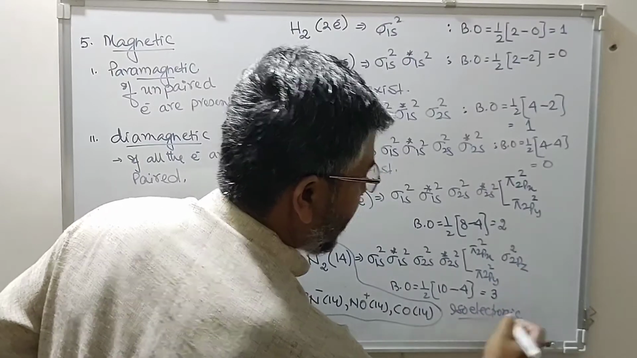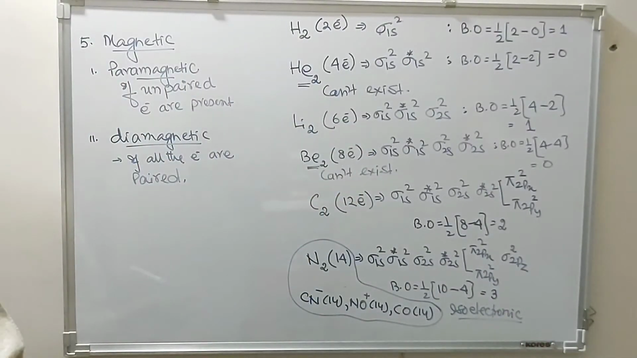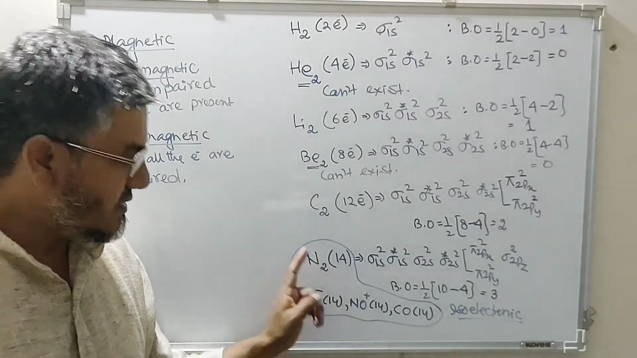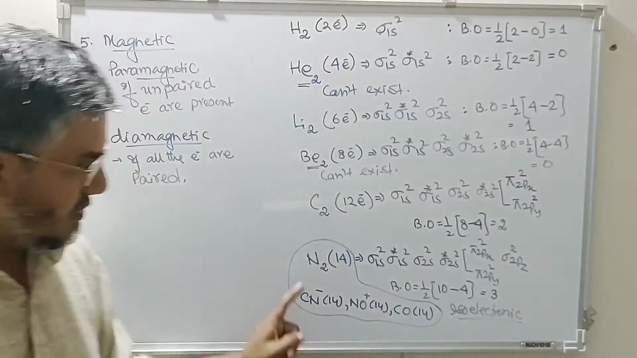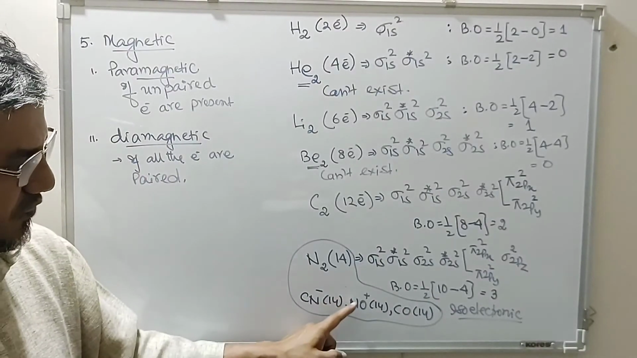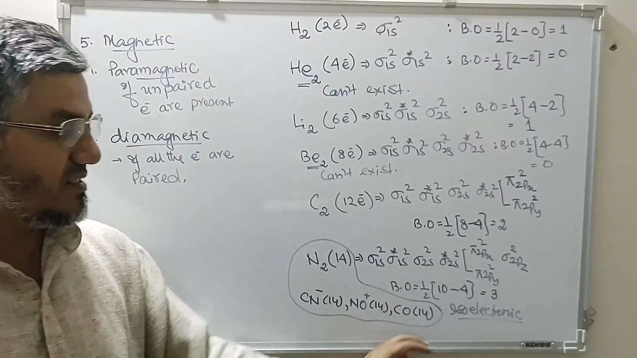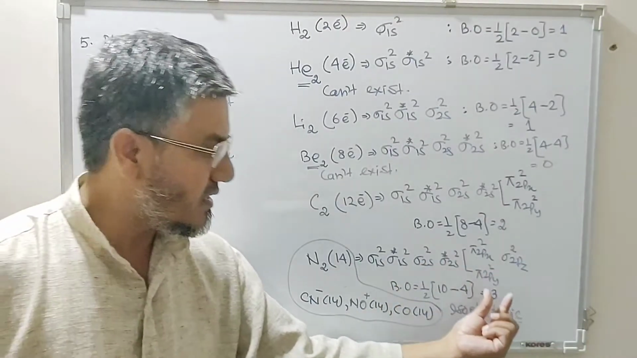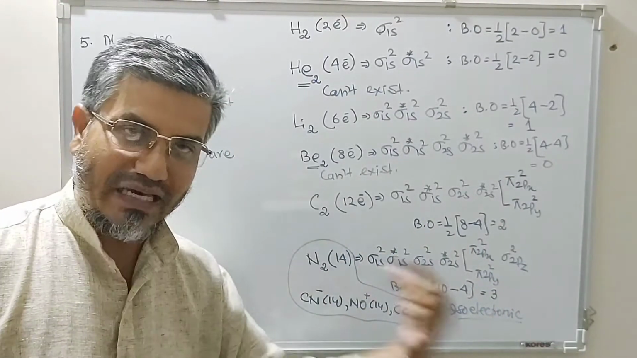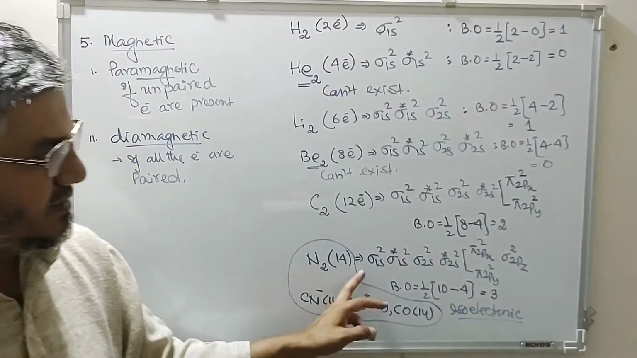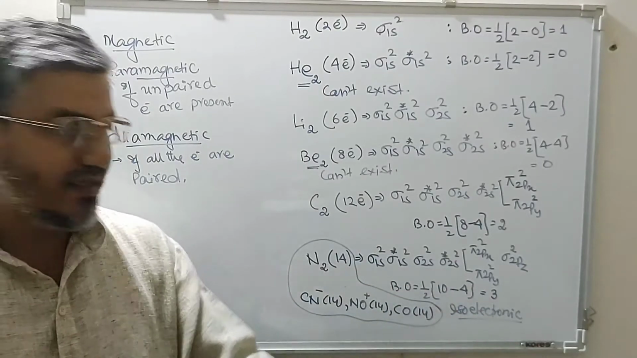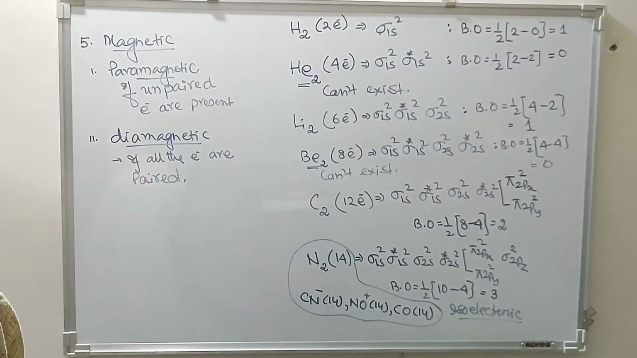So isoelectronic species have the same electronic configuration and the same bond order. So these are all 14 electron species, isoelectronic, same electronic configuration, same bond order, same magnetic property. Since there are no unpaired electrons, all of these are diamagnetic. Now let's take some more examples again.